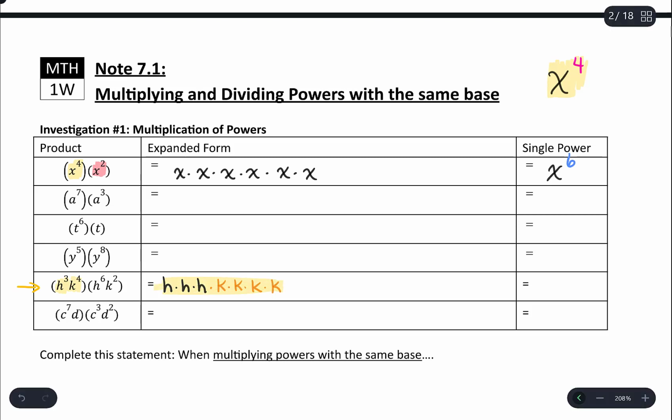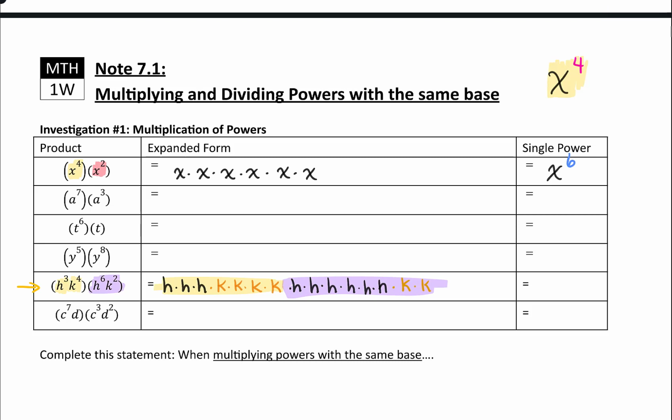Okay, so let's look at what happens with the second one. I'll highlight the second one purple here. That means I have 6 h's, so let's write out 6 h's: 1, 2, 3, 4, 5, 6. I almost wrote a k there, so let's make that actually look like an h. There we go, h. And the second part of it has k squared, so let's write out 2 k's. K times k.